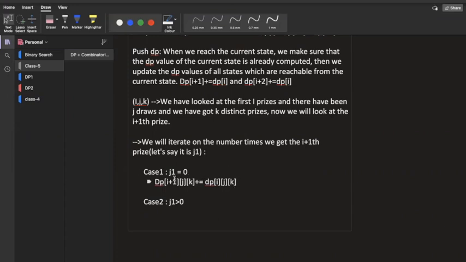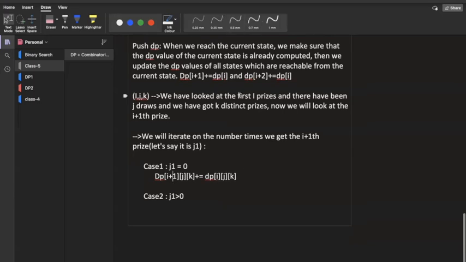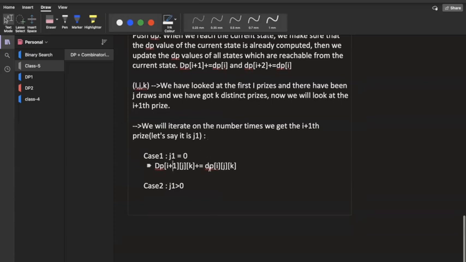The probability of this state is going to be increased by the probability of this state. I hope this is clear because nothing special is going on. We just don't pick any price of type I plus 1, so basically we are ignoring the type I plus 1 price. We just increment I by 1. This is the easier case where we don't pick any price of type I plus 1.